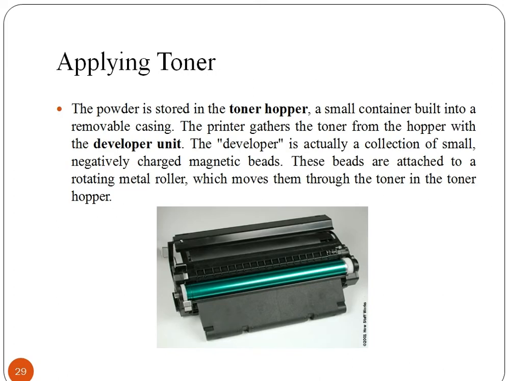Now, how is toner attached and applied? For this, the powder is stored in the toner hopper, a small container built into a removable casing. The printer gathers the toner from the hopper with the developer unit. These beads are all attached to a rotating metal roller, which moves them through the toner in the toner hopper.